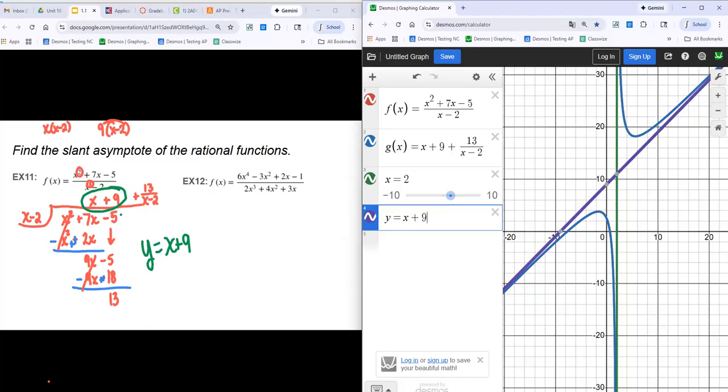Okay, does that make sense? And if you think about the numbers, like over here you got 13 over x minus 2. Well, as this number x gets bigger and bigger, then that part just gets closer and closer to 0, right? So it starts to look more and more just like the graph of y equals x plus 9. So that is our slant asymptote.